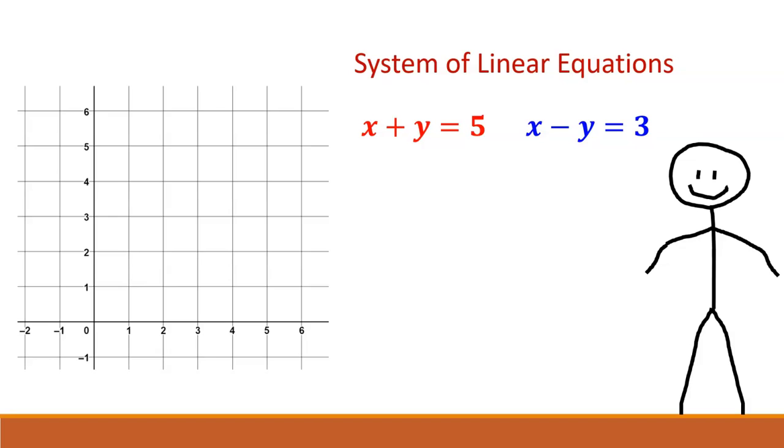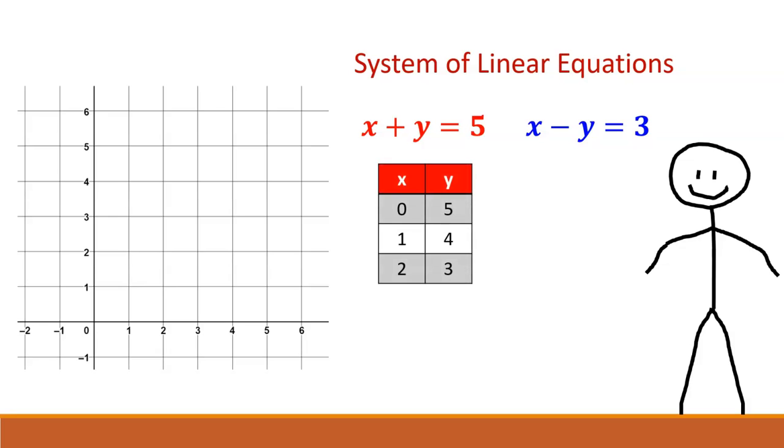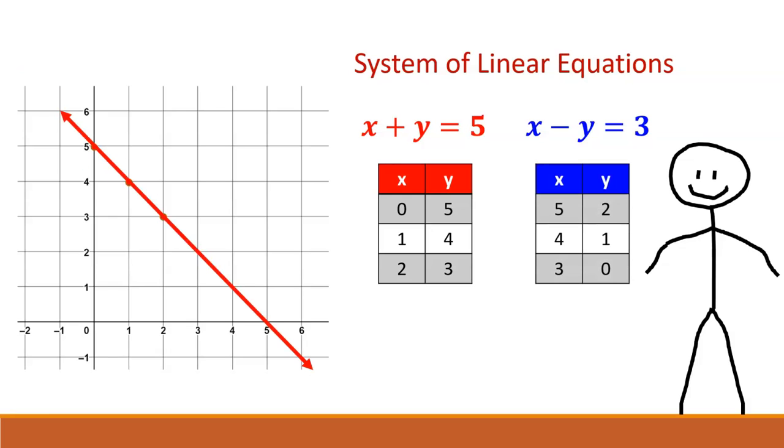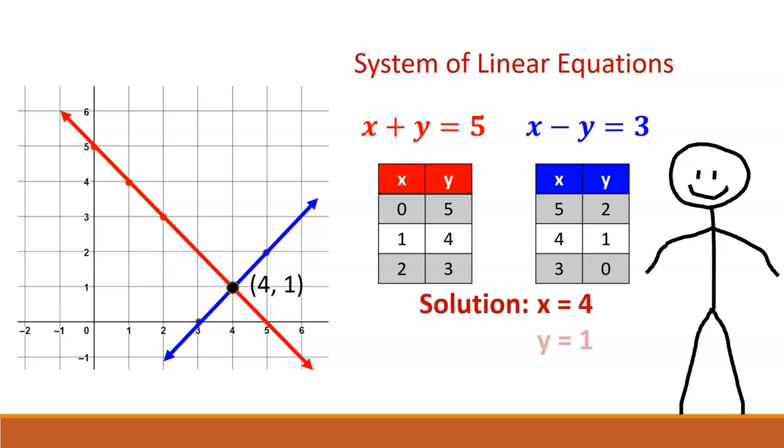Now, one way to figure that out is to graph the lines. And if we find that there are any points where the lines cross, we've found the solution to the system of linear equations. In this case, the two lines do cross at the point (4, 1). That means the solution for the system is x equals 4 and y equals 1.